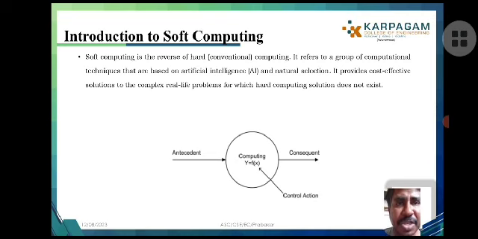Okay, so we get some approximation of the value. As a definition, soft computing is the reverse of hard computing. It refers to a group of computational techniques that are based on artificial intelligence and natural selection. It provides a cost effective solution to complex real life problems for which a hard computing solution does not exist. In hard computing, the function is y equal to f of x, which is the activation of its control action, and we provide the output based on the input we have received from that system.